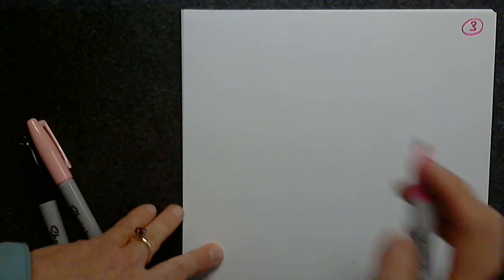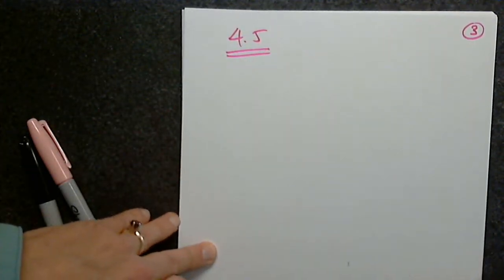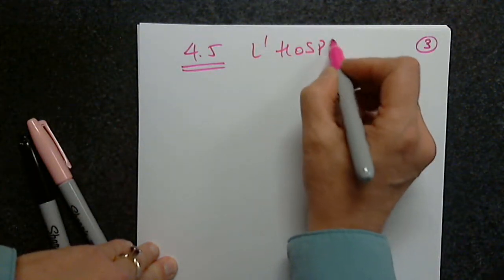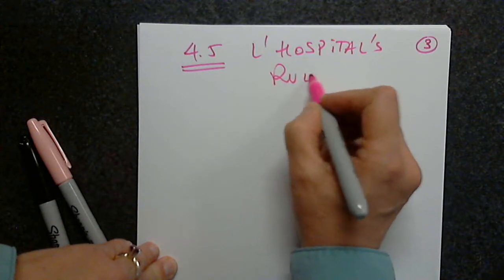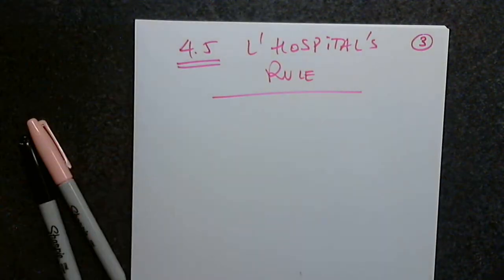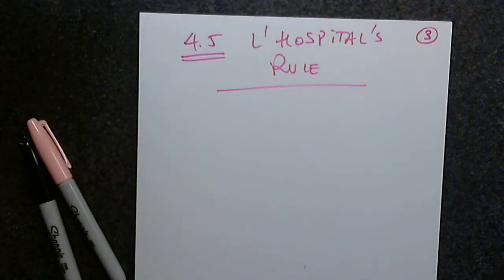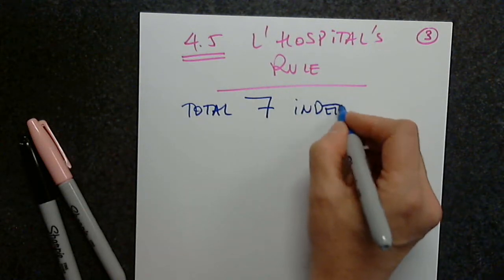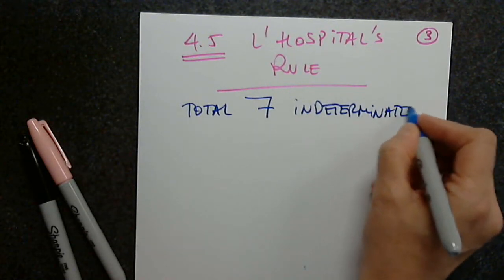Good. So now let's look at section 4.5. Although we know it quite well, it deals with L'Hopital's rule. I'm not going to repeat it. We know that it's applicable only inside a limit and only when the indeterminate cases are infinity over infinity or 0 over 0. But now, in this section, we are going to finally look at the other indeterminate cases. Total 7 indeterminate cases.